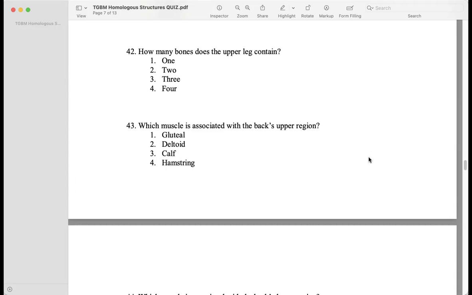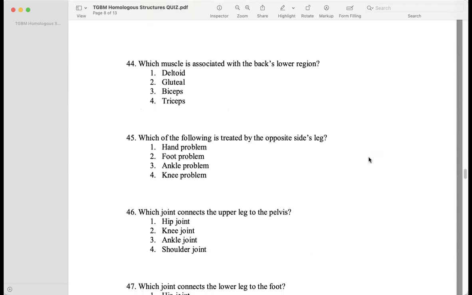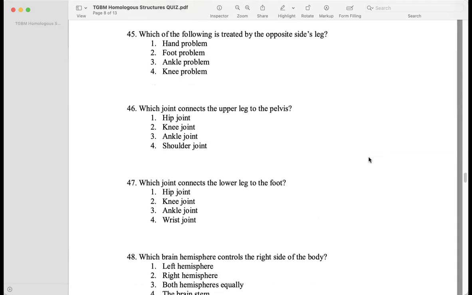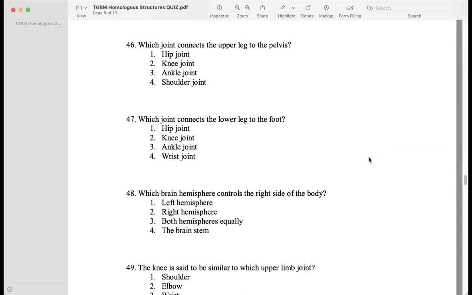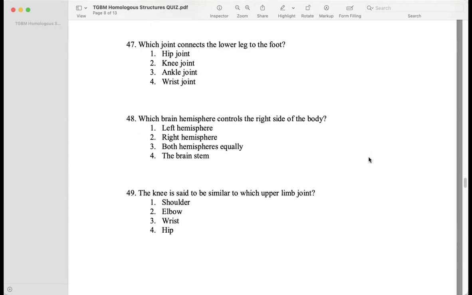Yeah, femur. Which muscle is associated with the back's upper region? Deltoid. Which muscle is associated with the back's lower region? Gluteal. Yes. Which of the following is treated by the opposite side's leg? Hand problem. Which joint connects the upper leg to the pelvis? Hip joint. Which joint connects the lower leg to the foot? Ankle joint.